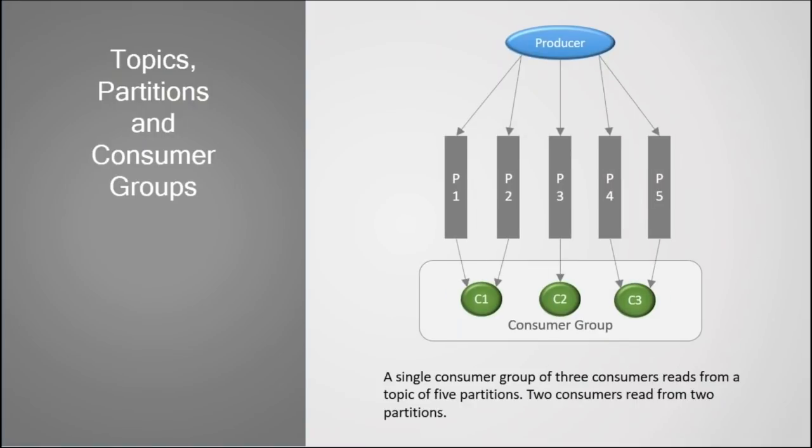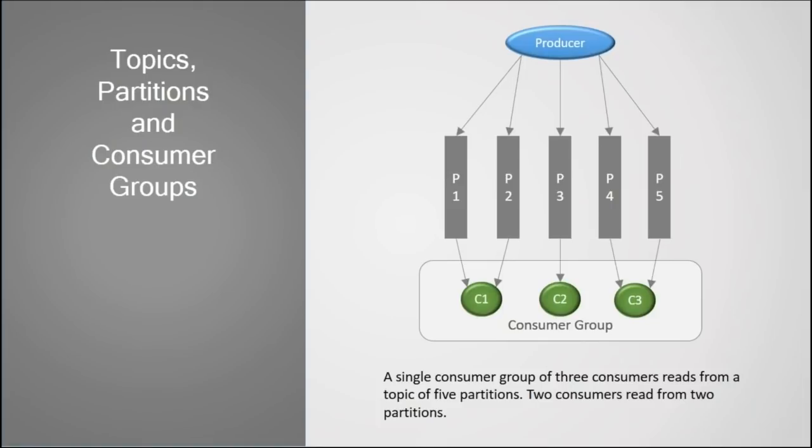We don't have to have as many consumers as partitions. We could have a single consumer, or in this case, we have 3 consumers consuming from 5 partitions. And the consumer group's partition assignment logic automatically works out who gets assigned what.